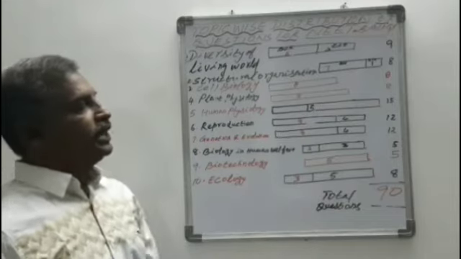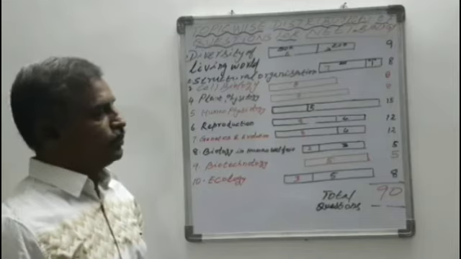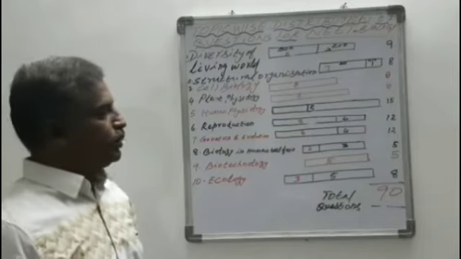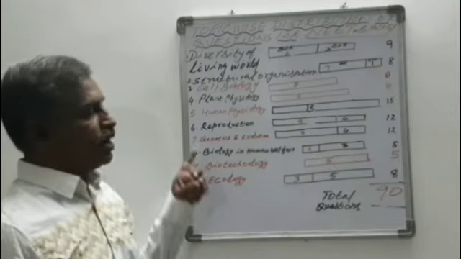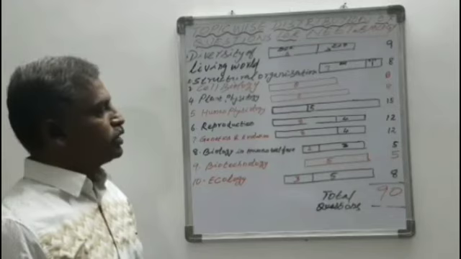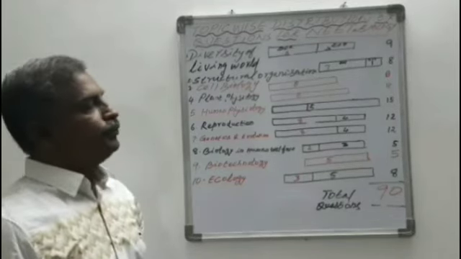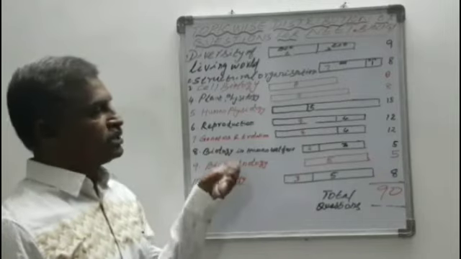Then genetics and evolution. Genetics is a little bit tougher subject. Mostly mathematically oriented questions may be asked from genetics. Evolution is a little bit easier topic. If you know all the concepts, you can score full marks. 12 questions are asked from this.